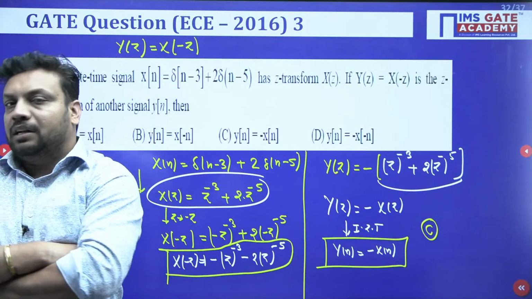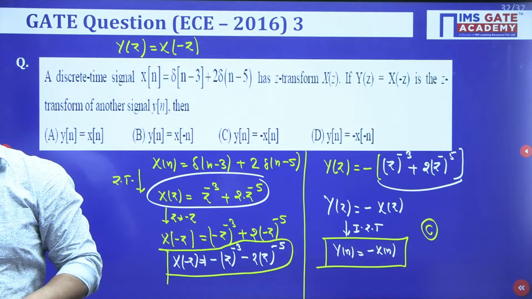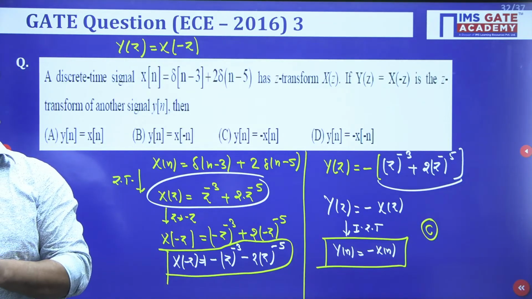This is z transform, guys, yes or no? Just complete it fast. I am waiting.